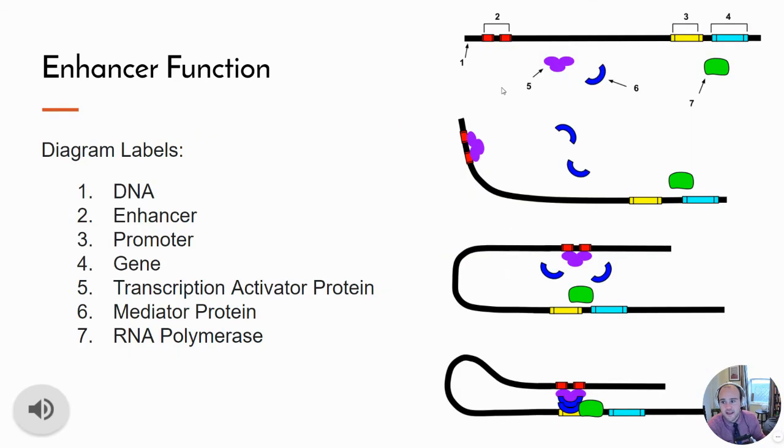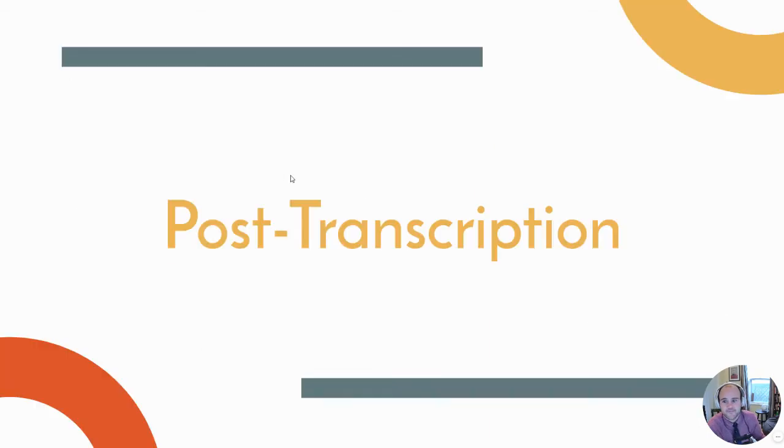So here we can see that broken down, where we have a DNA strand, and way upstream we have our enhancer. Downstream of that we have our promoter and our gene, and then we have all these transcription factors and RNA polymerase that are going to be necessary. And so this enhancer grabs onto those transcription factors. That's going to then bend over and bind to the promoter, which allows RNA polymerase to start transcribing that gene. All right, transcription has happened.